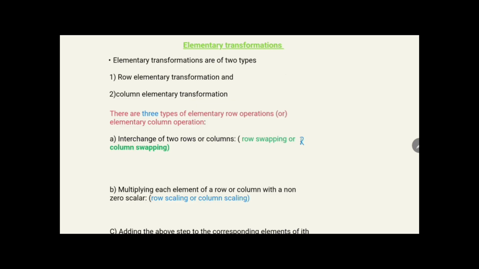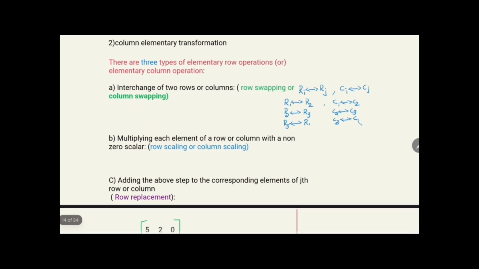I'll explain here. See children. That means Ri can be swapped with Rj, and coming to the column, Ci can be swapped with Cj. For example, R1 can be swapped with R2, R2 can be swapped with R3, and R3 can be swapped with R1. In the same way, column 1 can be swapped with column 2, column 2 with column 3, and column 3 with column 1. So this is what is called interchanging any two rows or columns.